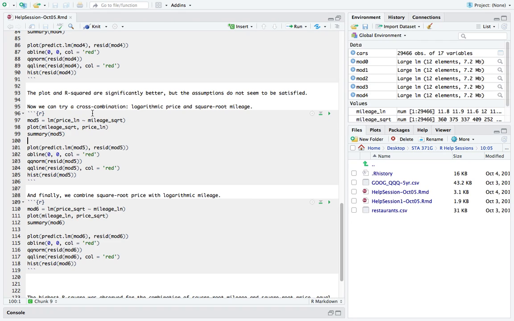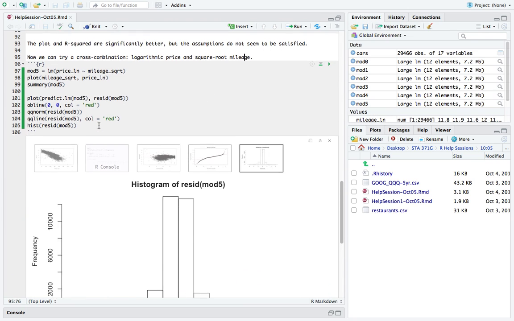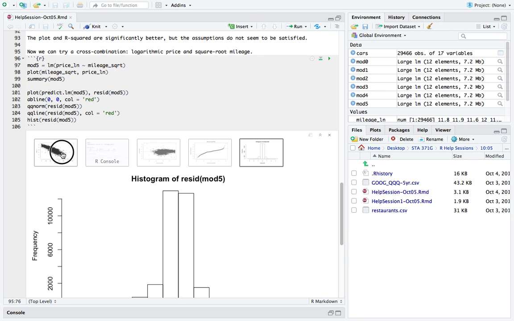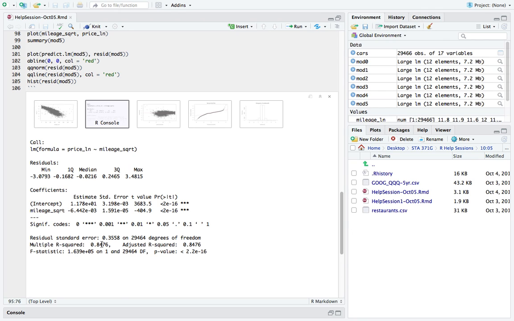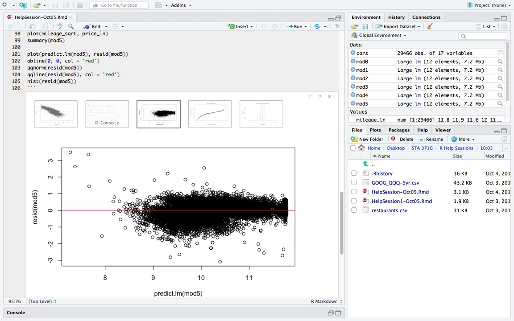So let's try now a cross combination of transformations for the independent and dependent variable. Let's have a logarithmic price and a square root mileage. So after we build our model very similarly to the previous cases, we can see that the data is linear. There are some outliers here, but in general, there is not a large deviation from the linear trend. And then we can see that the R-squared value is reasonably high, 84.76%.